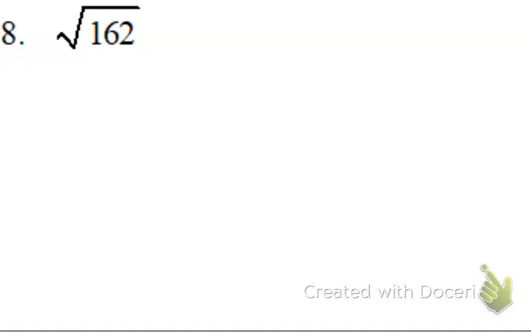Number 8, 162. Not a perfect square if you look at your list, but we can know that 2 is a factor because anytime it's even, 2 is a factor. So let's see how many times 2 goes in there. 2 won't go into 1, but 2 will go into 16 8 times. 8 times 2 is 16.